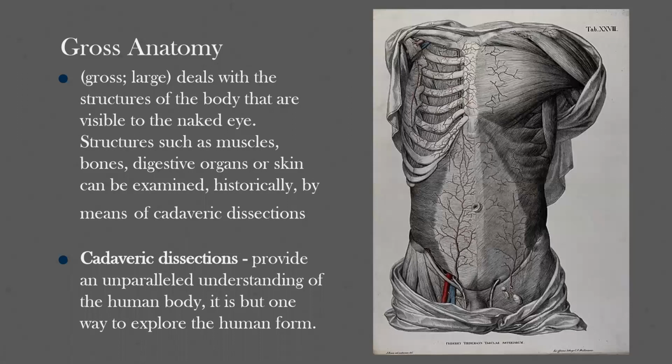So, sa gross anatomy is dito nakikita yung mga structures ng organ such as muscle, bone, digestive organ, or skin. Doon naman sa cadaveric dissection, ito yung traditional way of teaching anatomy or anatomical structure by using a human body.